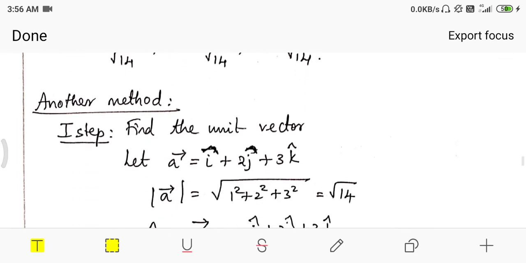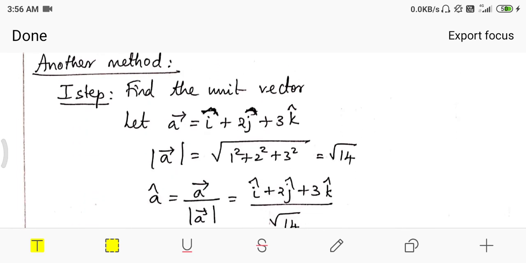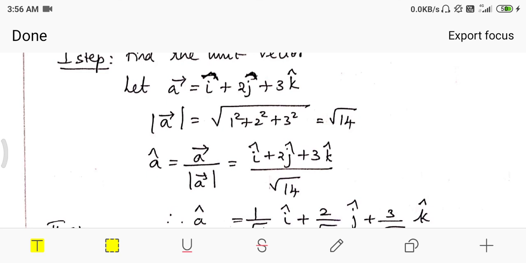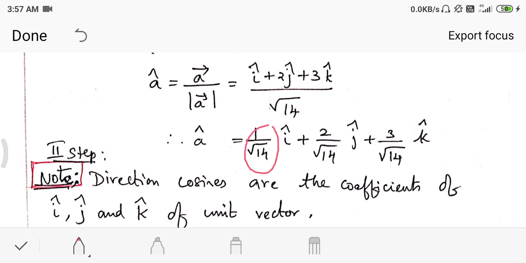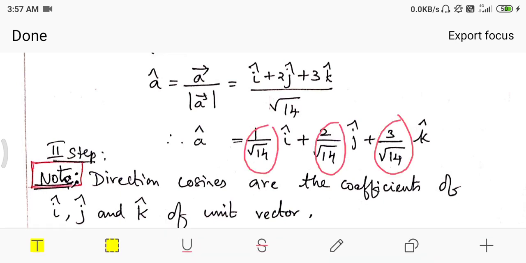Another simple way is to find the unit vector. Given the vector A, find the magnitude of A, then find A cap. The A cap formula we know: A vector by modulus of A vector. Now you will get the answer like this. The coefficients of the unit vector are the direction cosines. So 1 by root 14, 2 by root 14, 3 by root 14 are the direction cosines. This is the easiest way, finding the unit vector and writing the coefficients of i cap, j cap, and k cap. The next sum I have done in the same way.